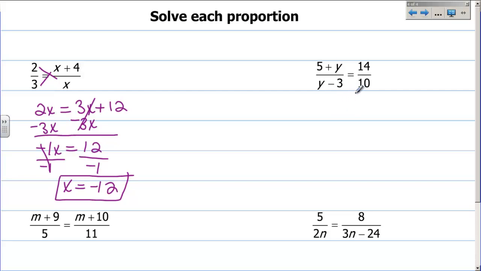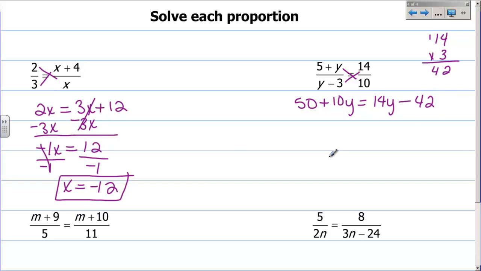So here we go. We're going to cross multiply. We will cross multiply this way first. I have to do 10 times both pieces of this. So 10 times 5 is 50, and 10 times y is 10y. And then I have to do 14 times both pieces of this. So 14 times y is 14y. And 14 times 3, yes, I should do in my head, but I'm not going to, is 42.